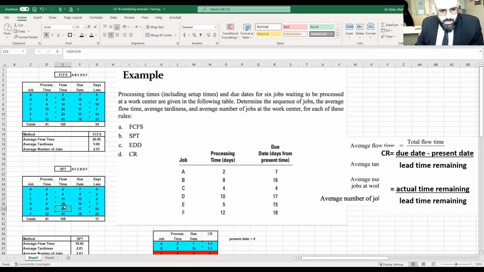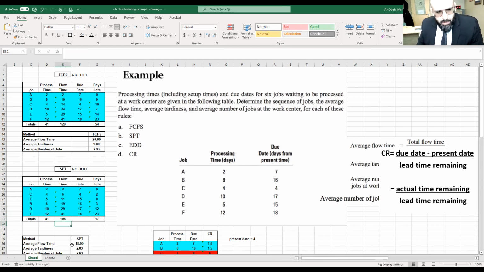And then 19, which is the 11 plus 8 days to finish B, so that you will be able to finish B on day 19. And 19 plus 10, that would be 29. 29 plus 12, that would be 41. Adding these together, that will give you a flow time of 108. This is what would be the flow time.